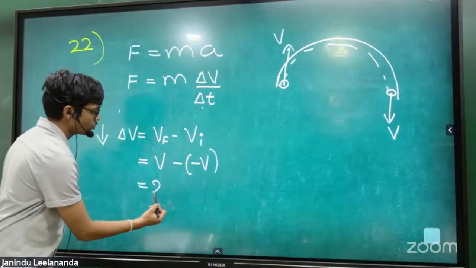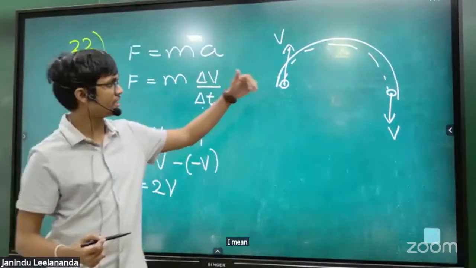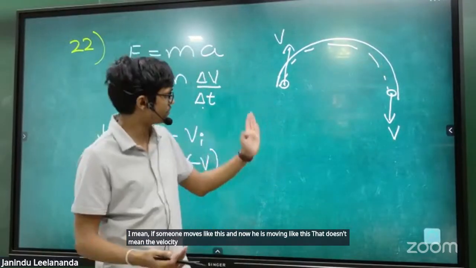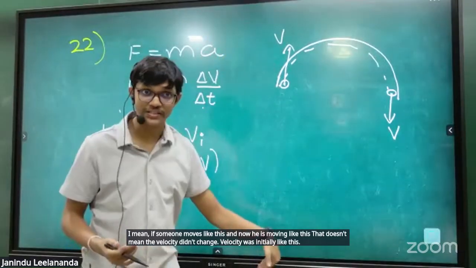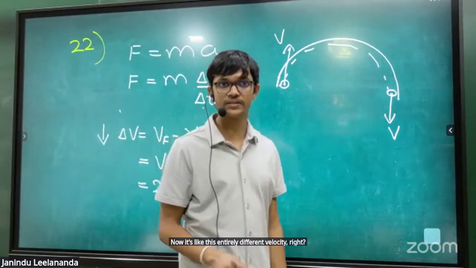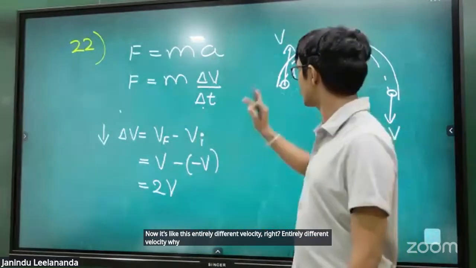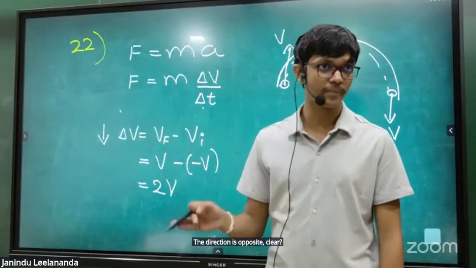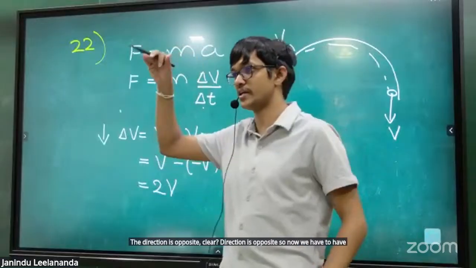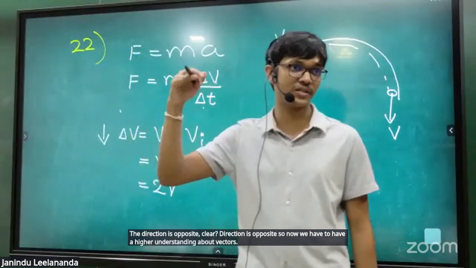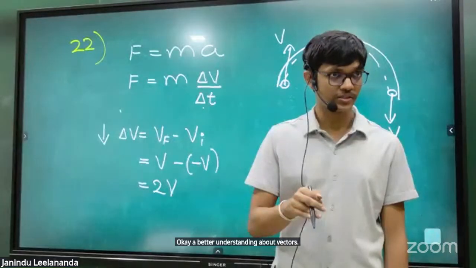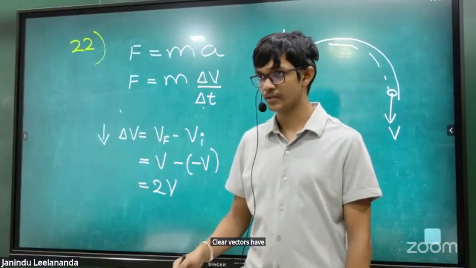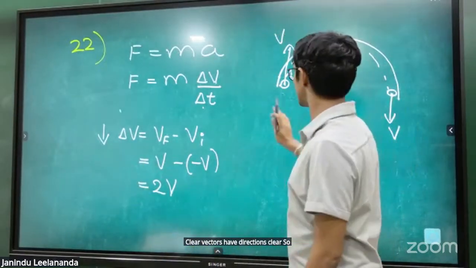If someone moves like this and now he is moving like this, that doesn't mean the velocity didn't change. Velocity was initially like this, now it's like this. Entirely different velocity. Why? Although the magnitude is the same, the direction is opposite. So now we have to have a better understanding about vectors. Vectors have directions, so this v and this v are not the same.